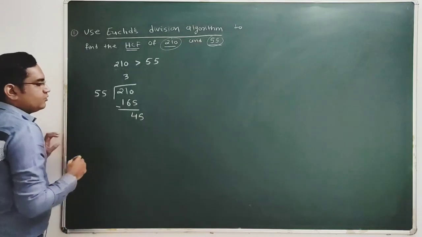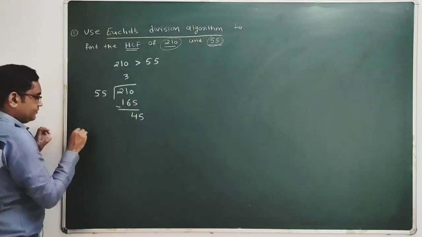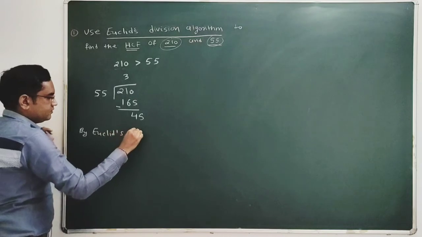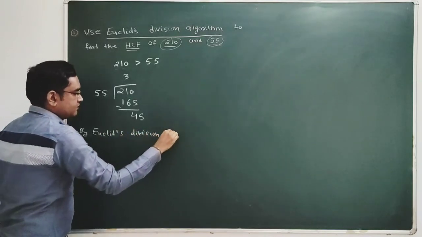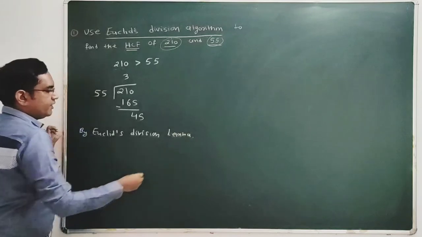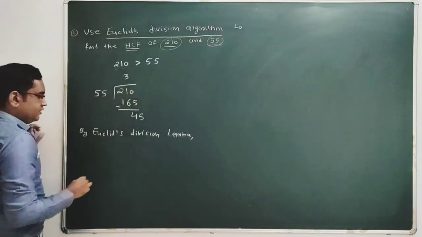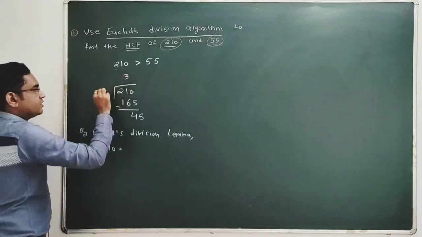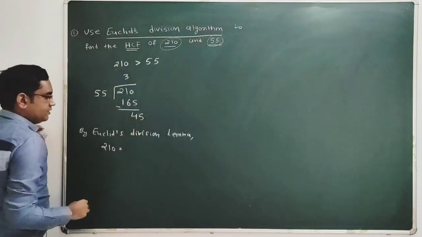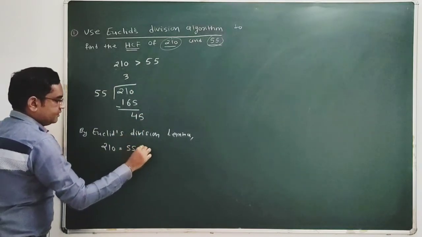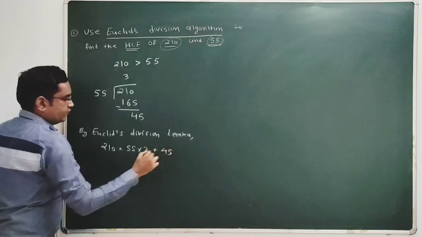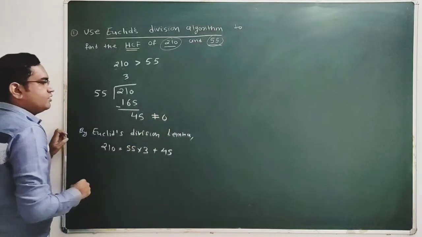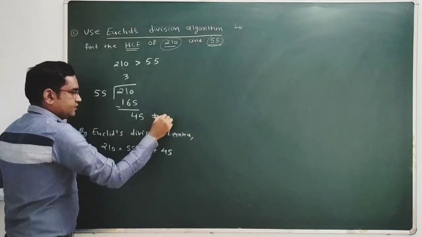So now by using Euclid's division lemma, what we can write? We can say this 210, this dividend, is equal to multiplication of this divisor and quotient plus remainder. So it's a 55 into 3 plus 45. Now in this long division, here we can say this remainder is not 0. The remainder is not 0.